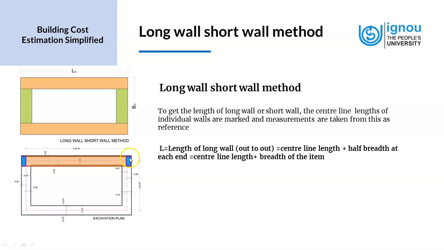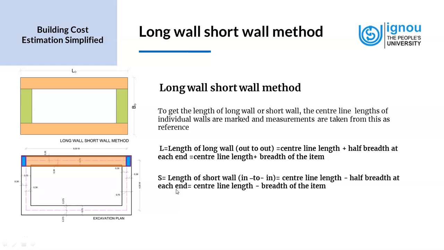This portion is actually half the width of the wall. So we will take this half breadth, and also the half breadth from this side. So the length of the long wall out to out is equal to the center line length plus half breadth at each end, because there are two ends. This actually becomes center line length plus breadth of that particular item.